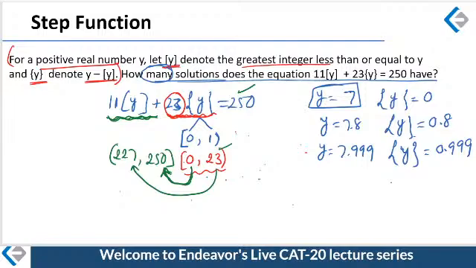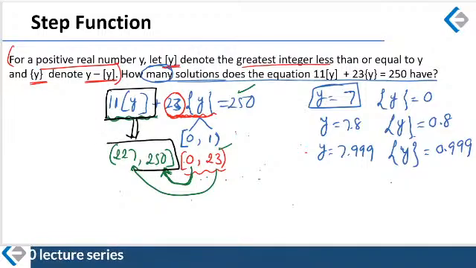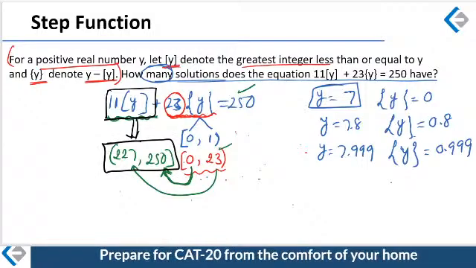But the point here is 11y is a multiple of 11. This 11y is a multiple of 11. The question is very simple. How many multiples of 11 exist in this range? How many multiples of 11 exist in this range?